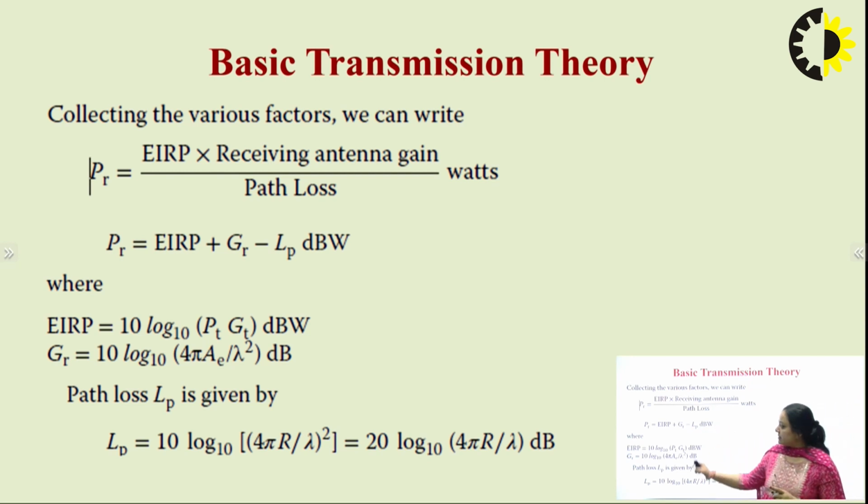EIRP is nothing but PTGT converted into decibel watt. Again, you have converted the gain into decibels, so you get GR. And the path loss you can calculate as 10 log of 4 pi r by lambda whole square, which equals 20 log 4 pi r by lambda in decibels. If you have your power in milliwatts, then the unit will not be decibel watt; instead, it will be dBm.